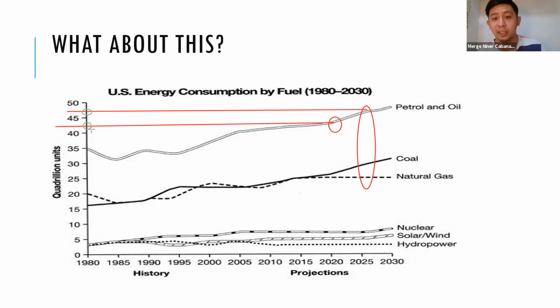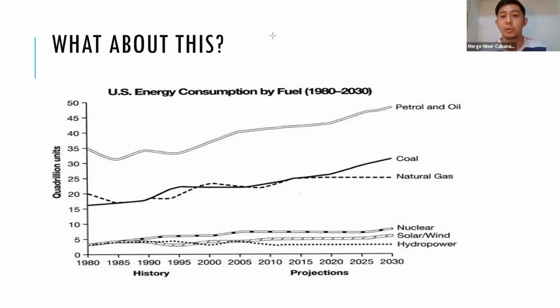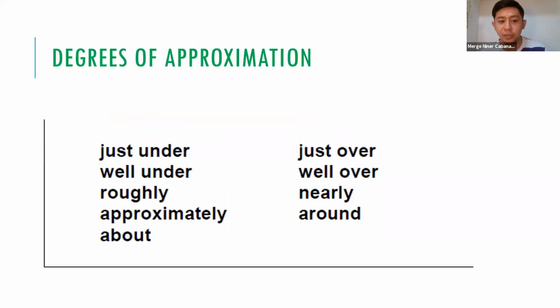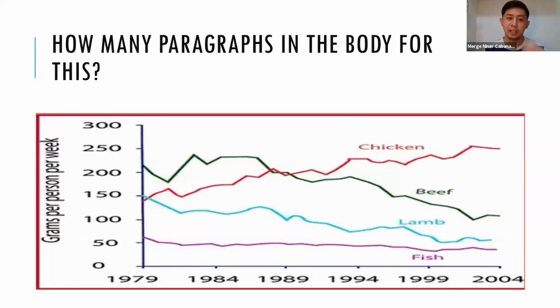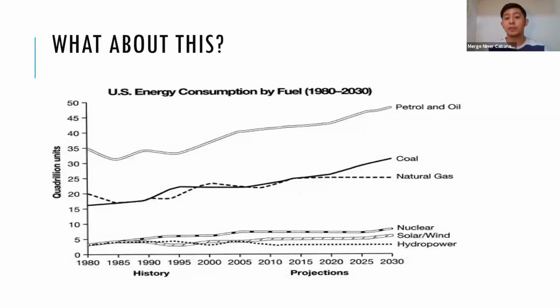So I'm using my degrees of approximation, exactly what I taught you. Those are approximately, just under, well under, roughly, about, just over, well over, nearly, and around. Those are some of the words that you can use for this particular task. Now, you do not just use, it is expected that.